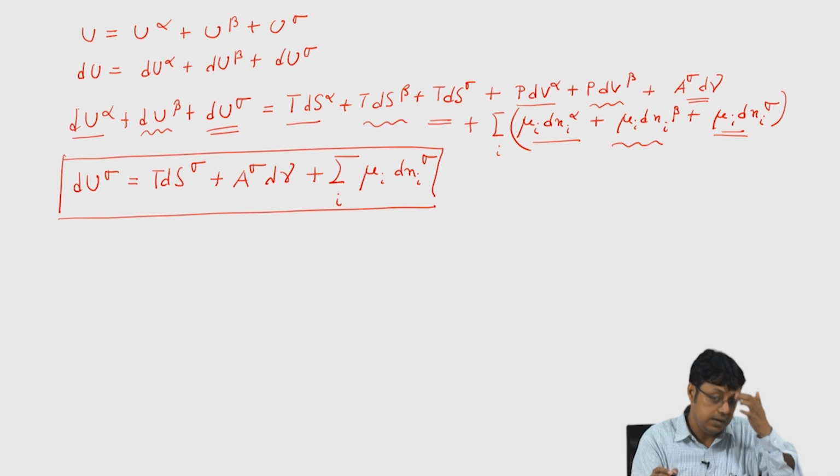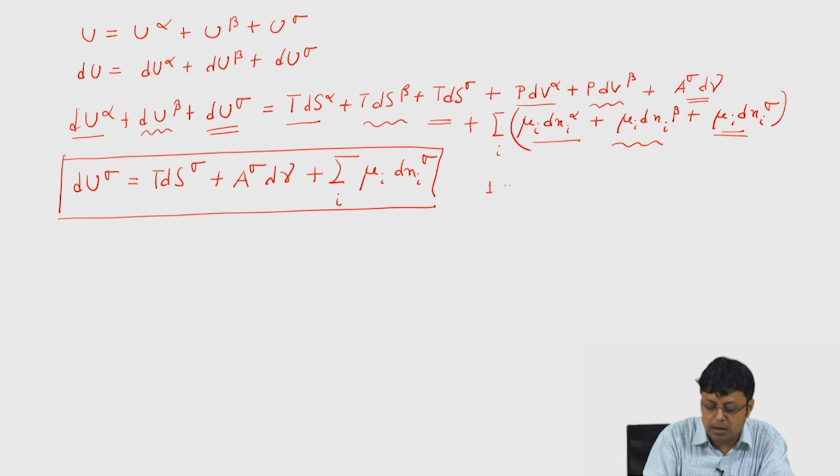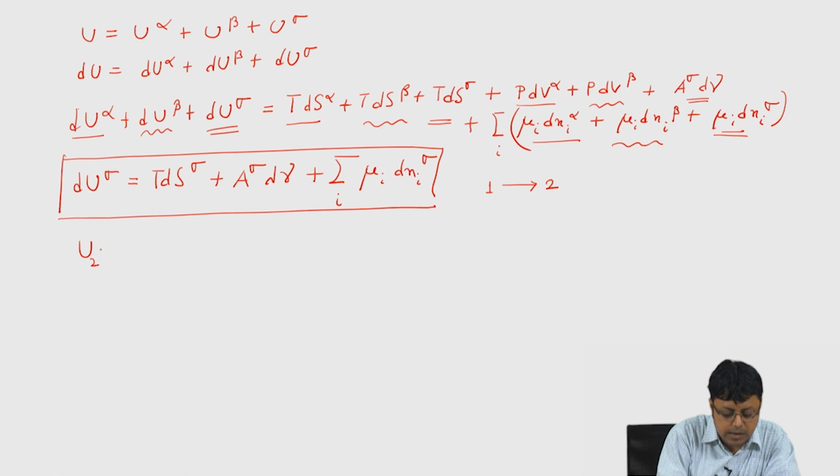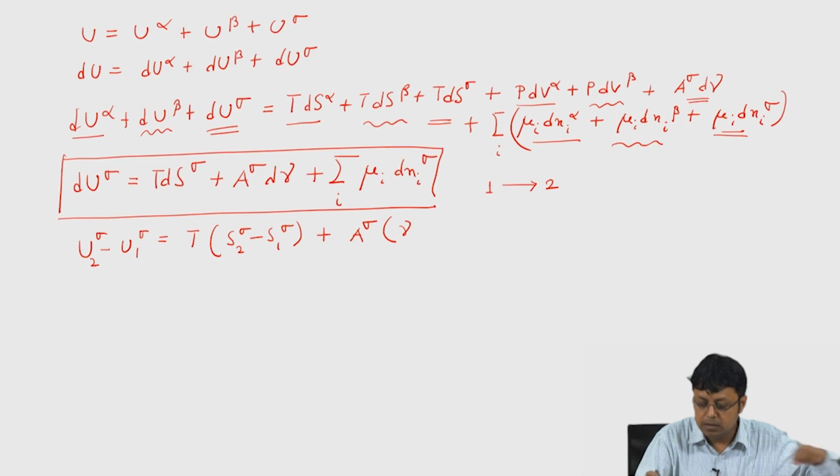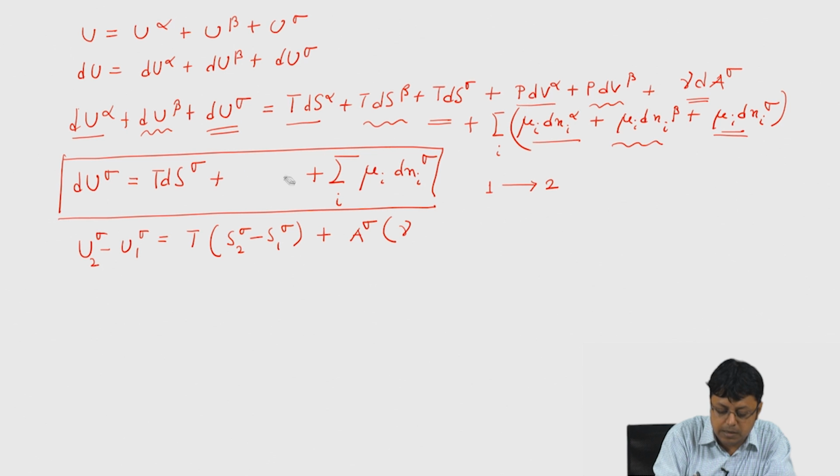Now, this is basically the first law for the surface or the interface in this case. We can always integrate it. We can think that the system is undergoing a change from state 1 to state 2, and if we integrate between these states, you will get U2 sigma minus U1 sigma is equal to T times S2 sigma minus S1 sigma, plus some area times this d gamma, or it should actually be gamma dA. If we go back one slide, we see that it will be gamma dA, not A d gamma. So, we can correct for that. It will be gamma dA instead of A d gamma.